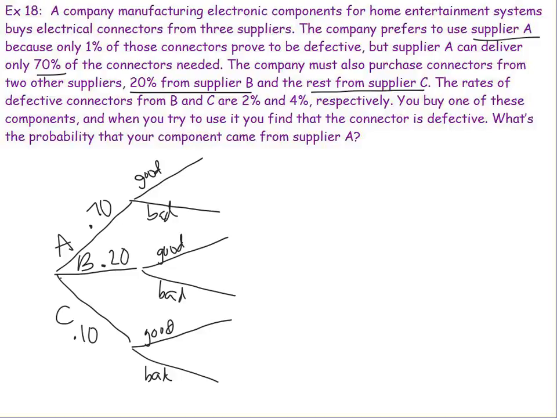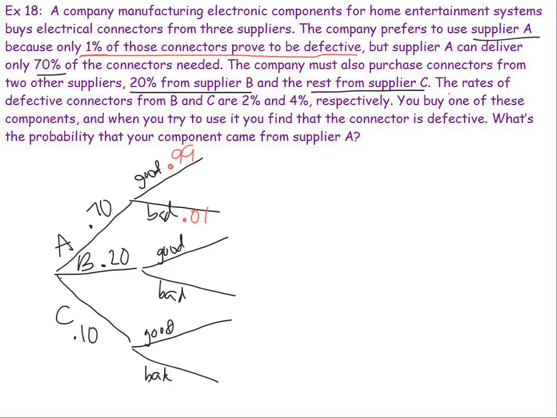So what do we know? Back up to A. They prefer to use A because only 1% of those connectors are defective. So A, only 1% is bad. Now be careful. That's not 0.1, that's 0.01. 99% are good then. So 0.99. Now we got to find B and C.